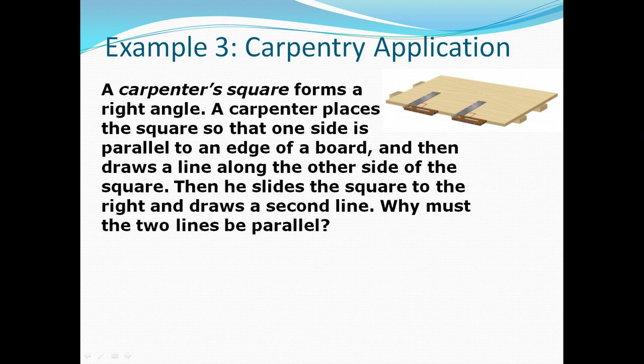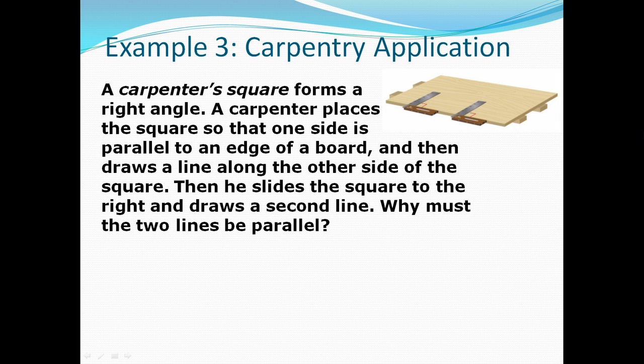Let's look at a real-world example. A carpenter square forms a right angle. A carpenter places the square so that one side is parallel to an edge of a board and then draws a line along the other side of the square. Then he slides the square to the right and draws the same line. Why must the two lines be parallel?